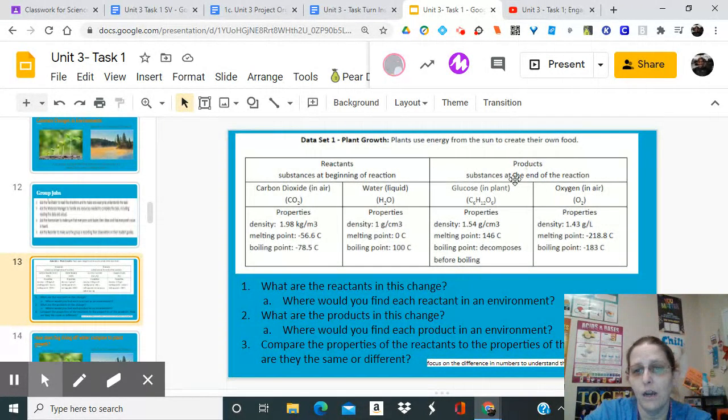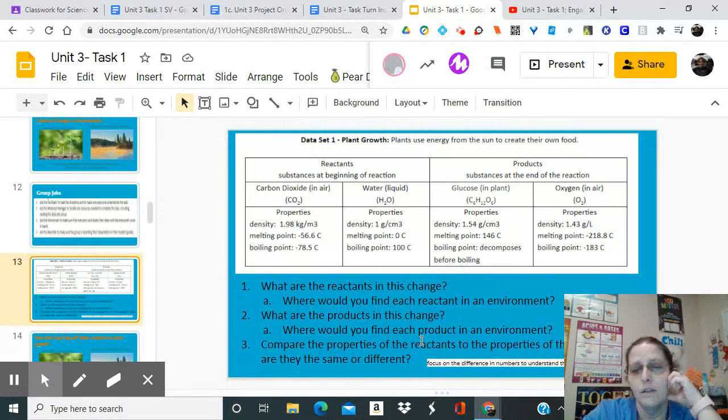The products are right here. Glucose, which is another word for sugar, and oxygen. Okay, you write that there. Where would you find each product in an environment? In the parentheses, the glucose you find in the plant, the oxygen you find in the air.